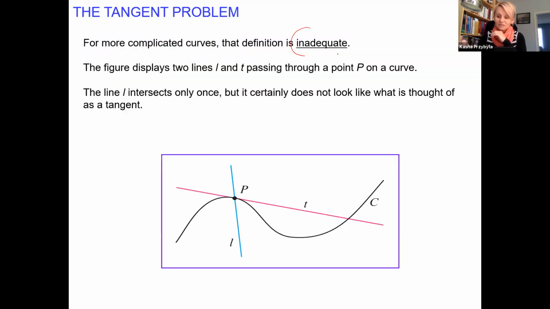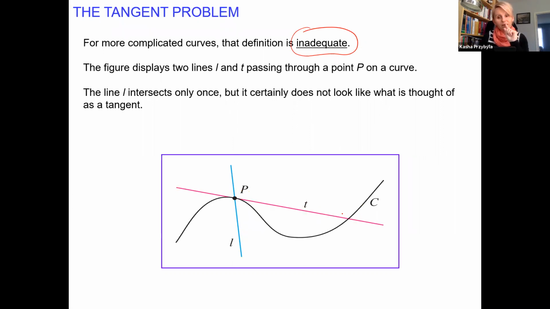We can see it's not a really good definition, because the blue line I was drawing is intersecting, but it's not a tangent. But now, one thing, looking at this graph, the pink curve: do you think it's really a tangent line?